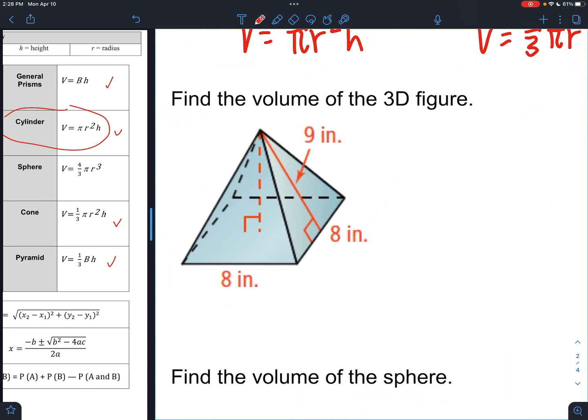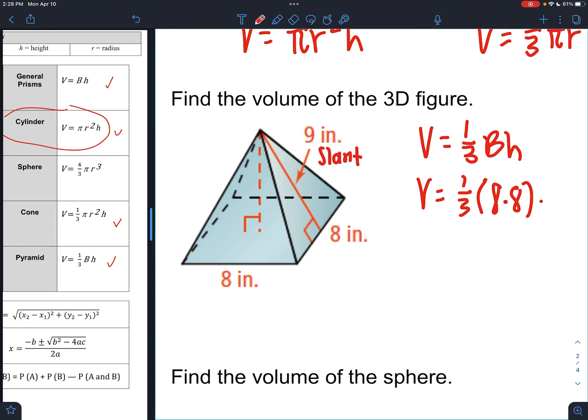Okay, and then this one is our pyramid formula. And the base on our pyramid is a square. So capital B is just going to be 8 times 8. And the height is a little bit tricky though. This is called the slant height. The real height, just like for the cone, is from the base to the top point. So we actually have a little bit of work to do.